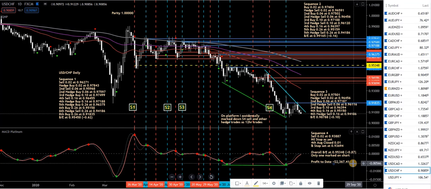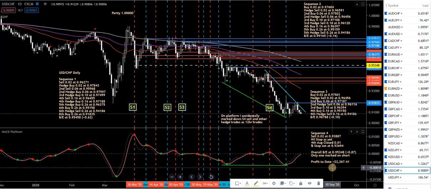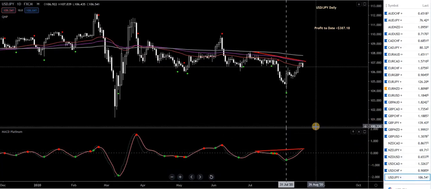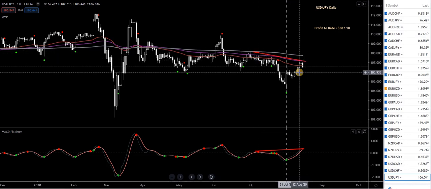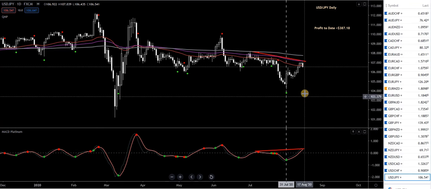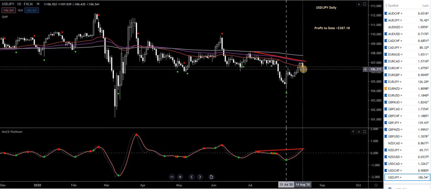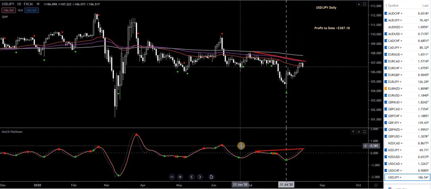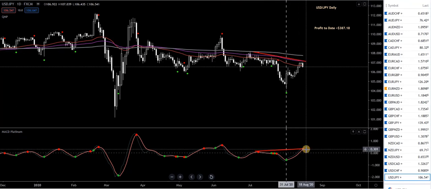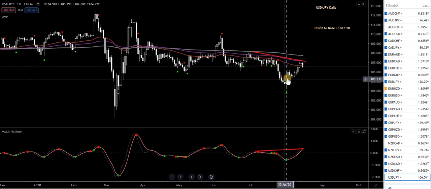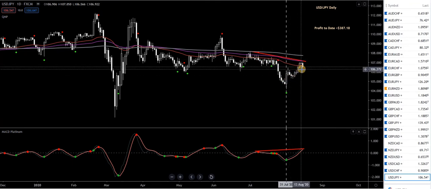A fair bit of profit in the bank on this pair, so it's not too bad, but it's a pair I will probably be ditching once I clear it. USD Japanese yen, possibly setting up for a sell. MACD Platinum's now above the 0 level, which is good, and we've got a bearish candle there on Friday, and we've got possibly hidden bearish divergence setting up. It's all been a bit tight, a bit flat, but at the moment, just a matter of waiting.